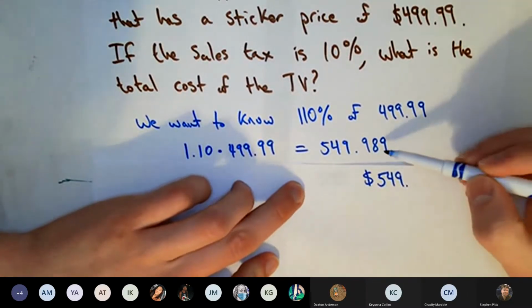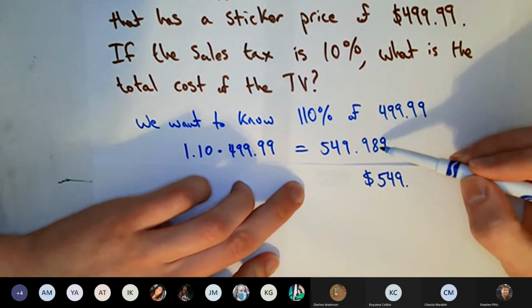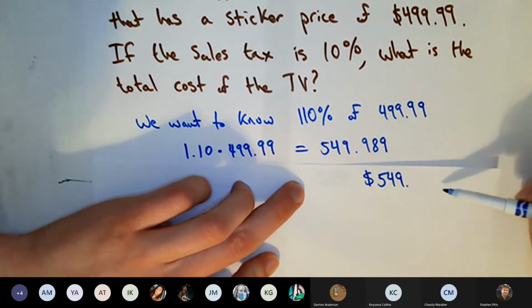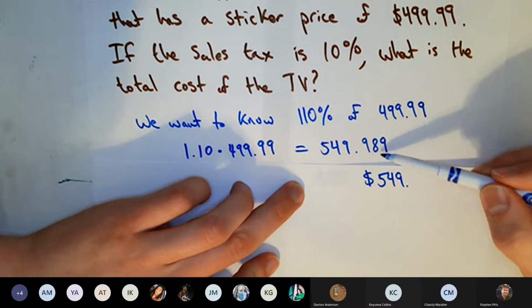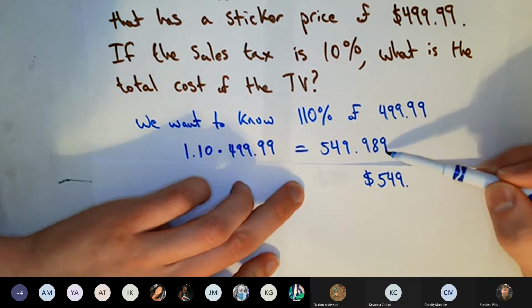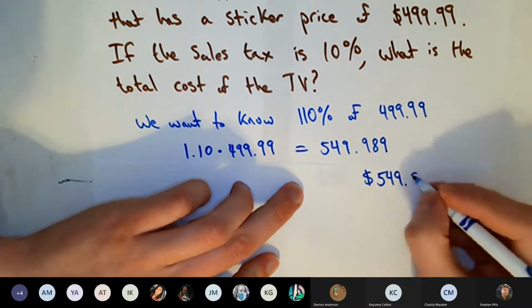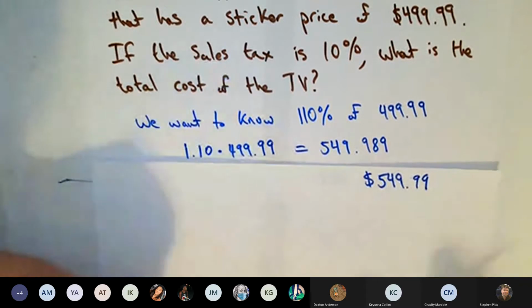To round these cents, I know I want to go to the 100th place because I'm dealing with U.S. currency, and since this is an 8 and the digit before it is a 9, that tells me to round up. So, long story short, it'll be $549.99.